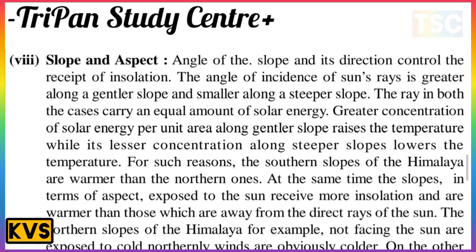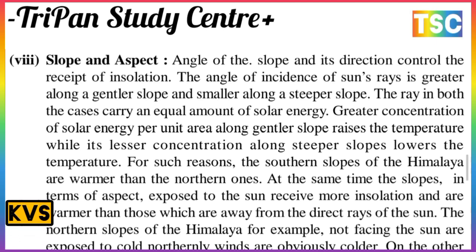The next factor is slope and aspect. This is important. The angle of the slope and its direction control the receipt of insolation. The angle of incidence of the sun's rays is greater along a gentle slope and smaller along a steeper slope. The rays in both cases carry an equal amount of solar energy. There is a greater concentration of solar energy per unit area along gentle slopes, so the temperature is higher. There is a lesser concentration along the steeper slope, and so the temperature is lower.